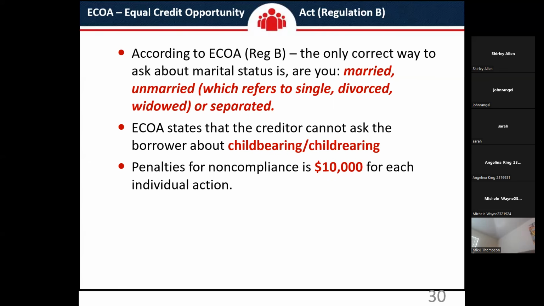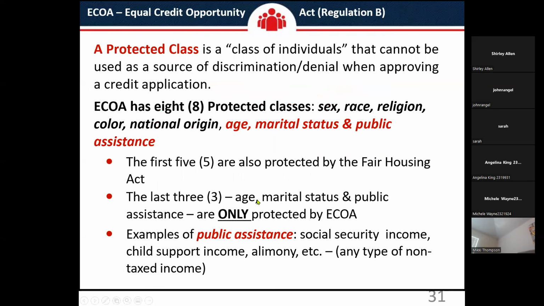ECOA states that the creditor cannot ask the borrower about childbearing or child rearing. You can have 5 kids in your office while they're taking a mortgage application for your client, and you can't say things like, oh my God, it's a 3-bedroom house and you guys already got 5 kids, what's your plan? You just have to ignore it. For any non-compliance in this area, there's a $10,000 fine for each individual action.